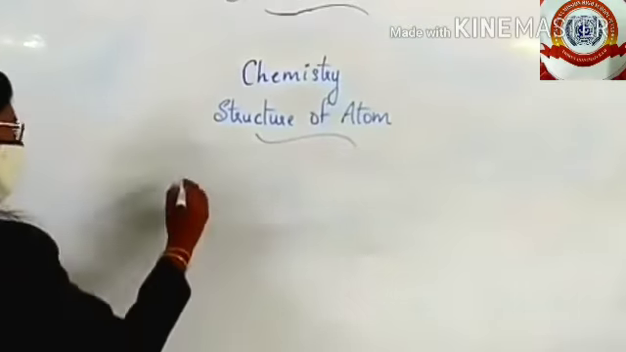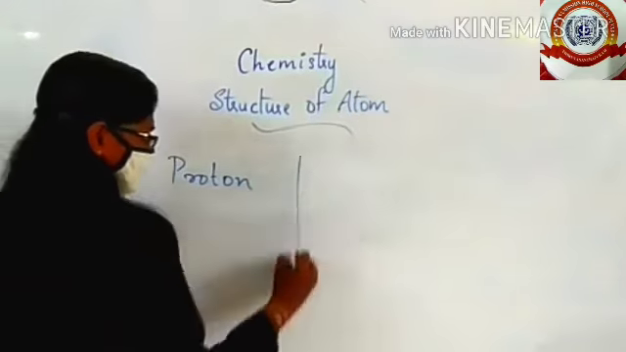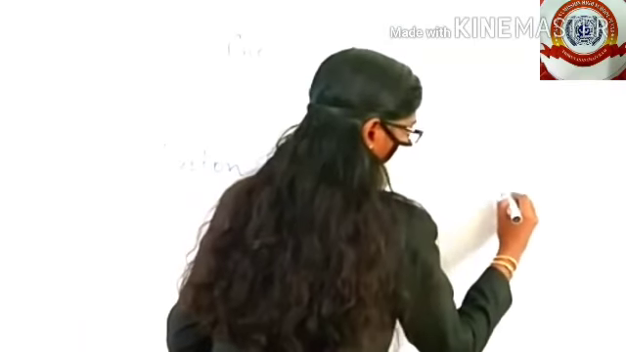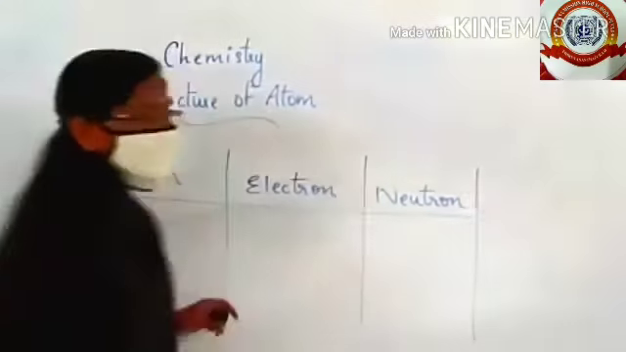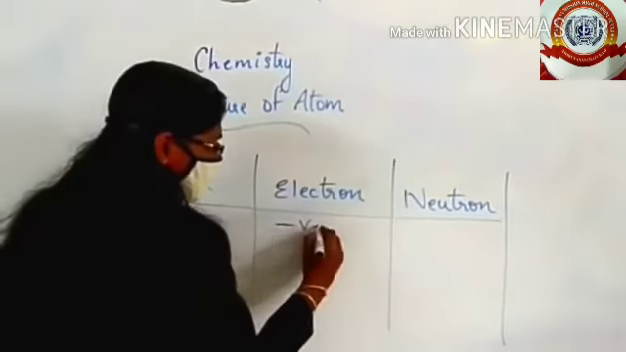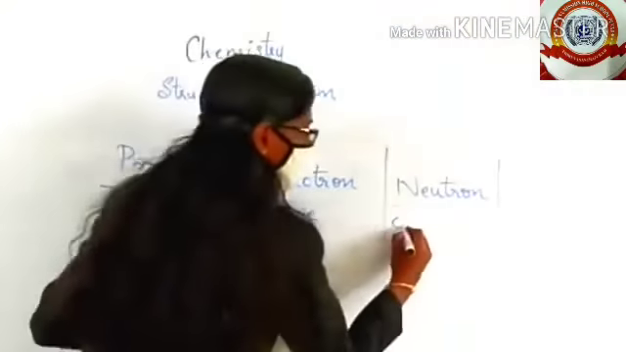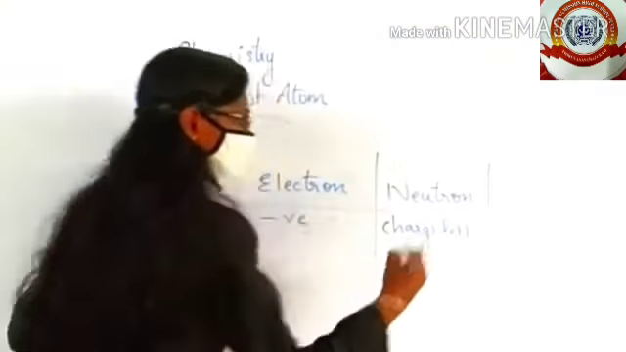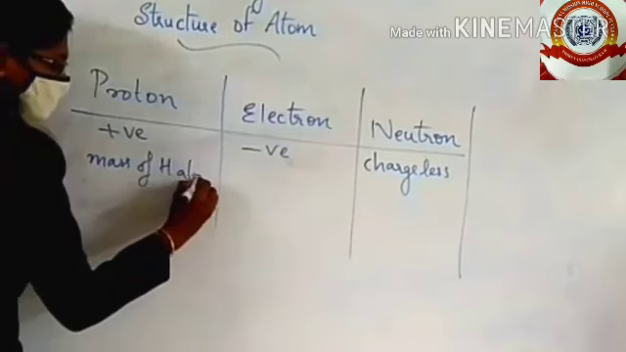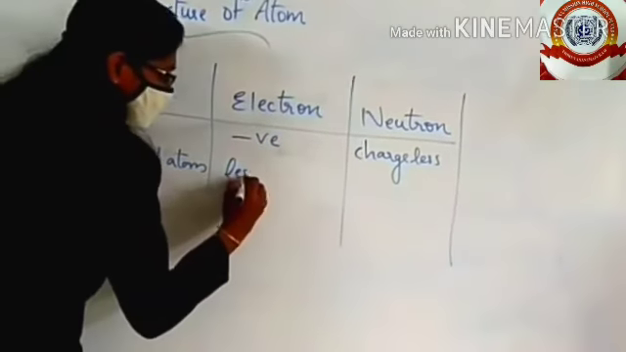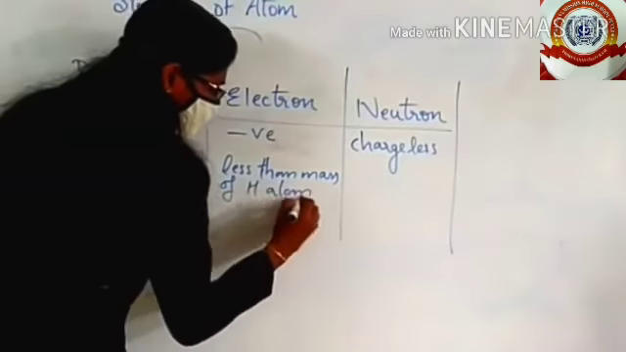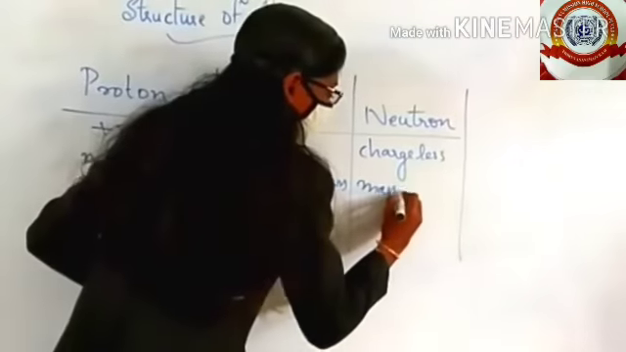So, let's consolidate the fundamental particles present in an atom, that is, proton, electron, and neutron. First point, the charge of the proton is positive, for the electron it is negative, and for the neutron it is chargeless. Second point, the mass of a proton is equal to that of a hydrogen atom, and the mass of an electron is very much less than a hydrogen atom. And for the neutron, it is equal to the mass of a hydrogen atom.